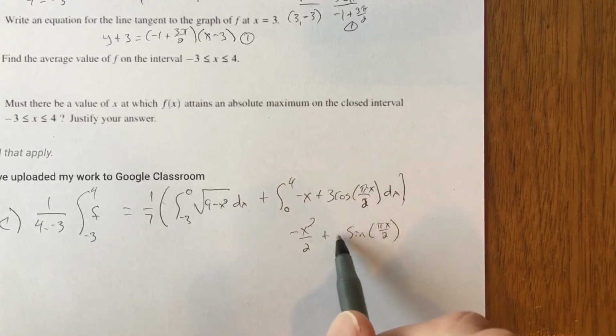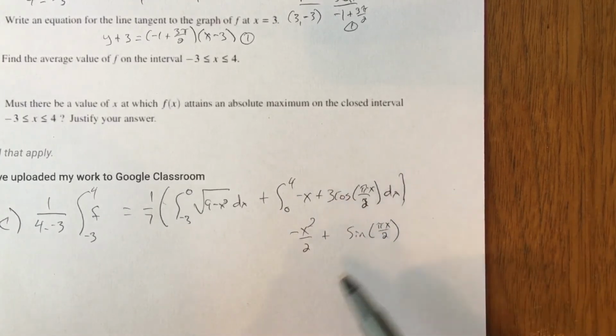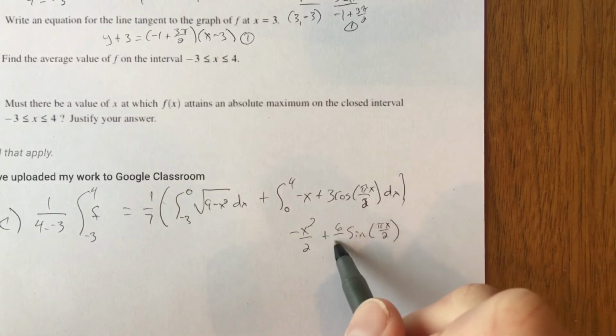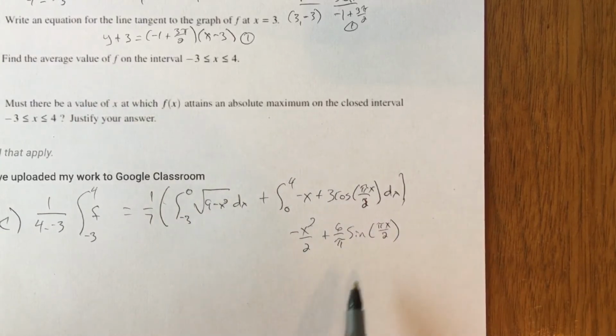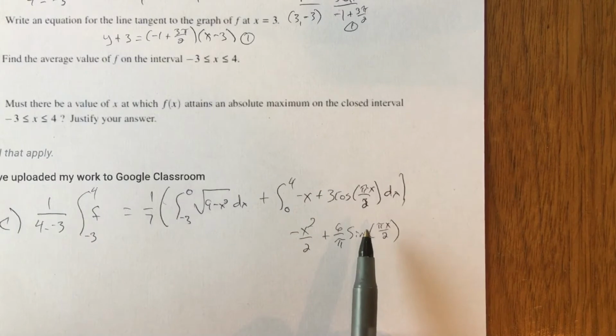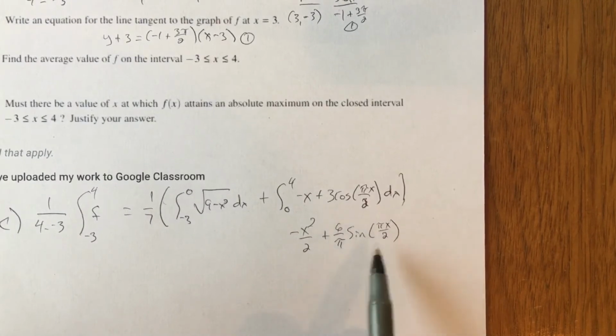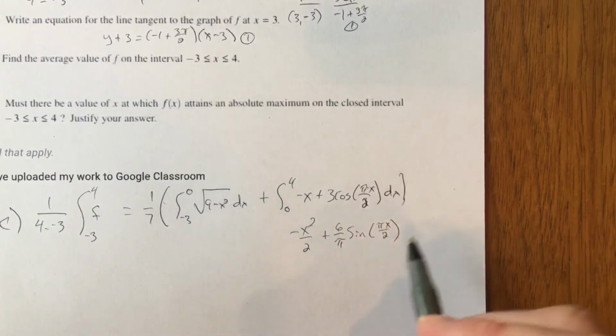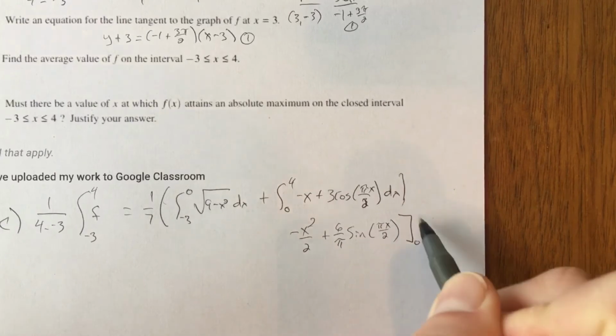I just want the 3 there. So I flip the pi over 2, and I end up with 6 over pi here. Now, you can do this as a u sub for sure. You don't have to do it the way I just did it, but it's the way that just makes sense to me.